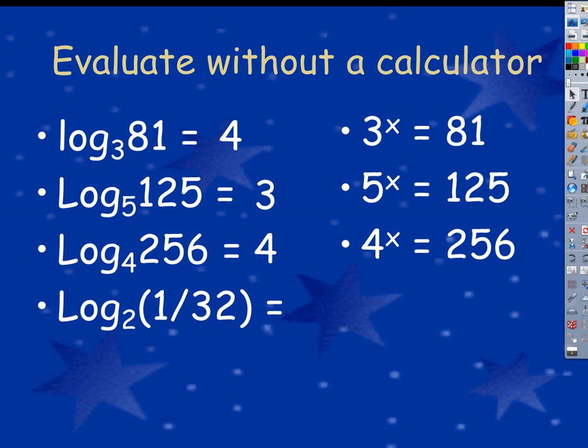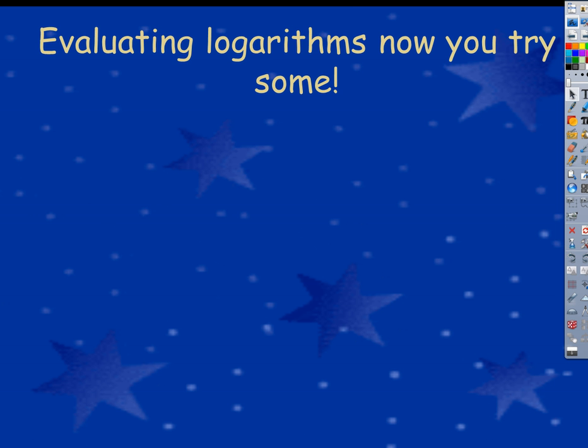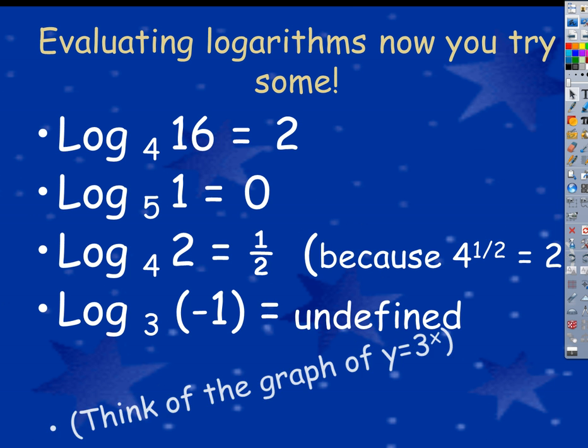You see why the negative? Just got to flip it, right? So 2 to the negative 5 is 1 over 2 to the 5th. 2 to the 5th is 32, so that's 1 over 32, right? Okay. All right, so we've already tried some. We're going to skip ahead. You guys know how to do this.